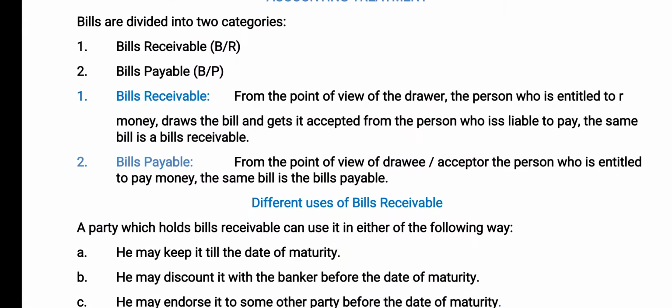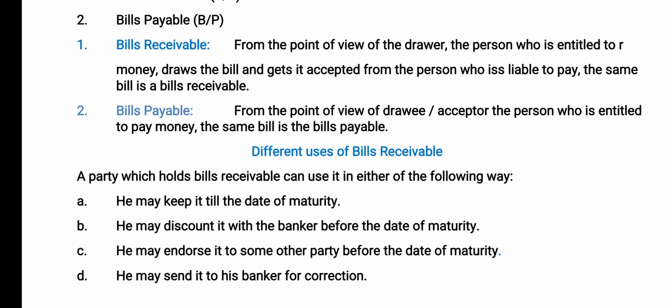So in our next class, we will explain the practical questions of bills of exchange.